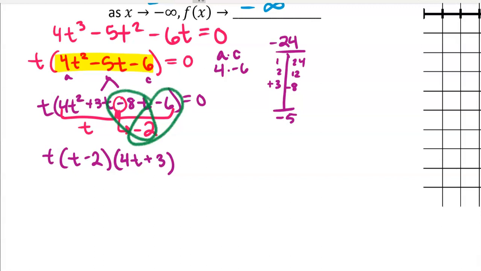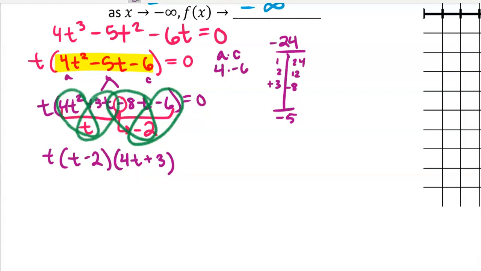And let's double check that other side to make sure that this here is what we're left with on both sides. So 4t squared divided by t does give us that 4t. 3t divided by t leaves us with 3, so we are good to go there.